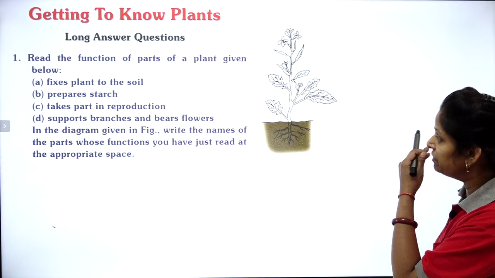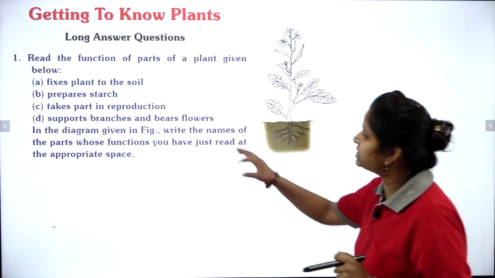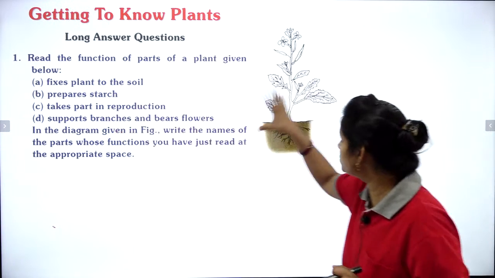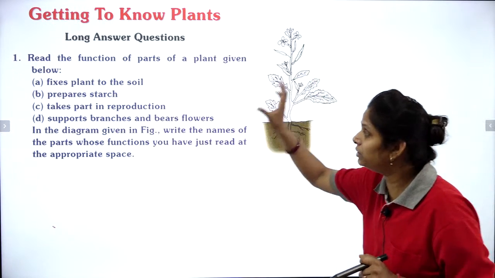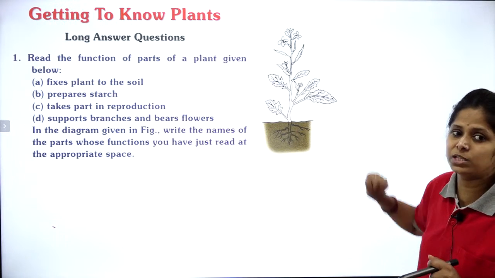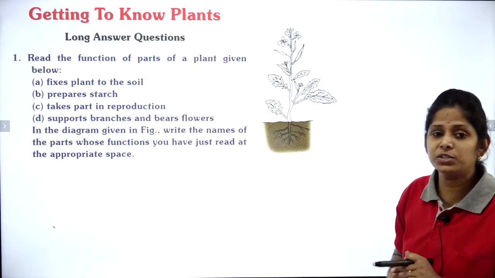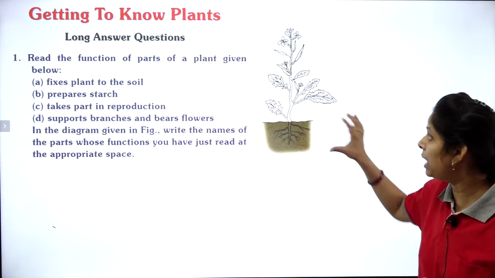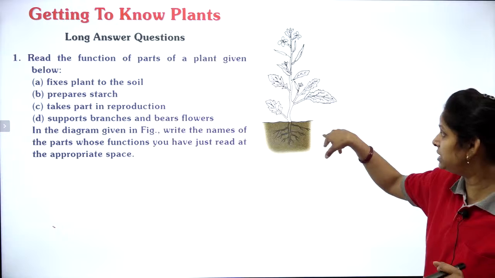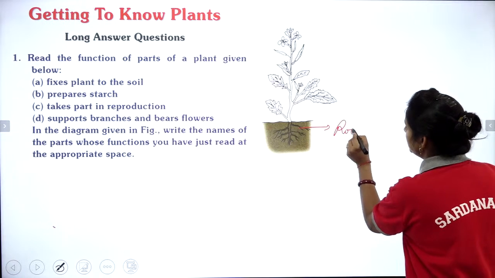In the diagram given in the figure, write the names of parts whose function you have just read at the appropriate space. So, these are the functions of the parts of the plant, and according to this, you have to identify these parts of the plant and label this plant. Okay, first, fixes plant to the soil. So, you can see here, for this, roots are responsible.